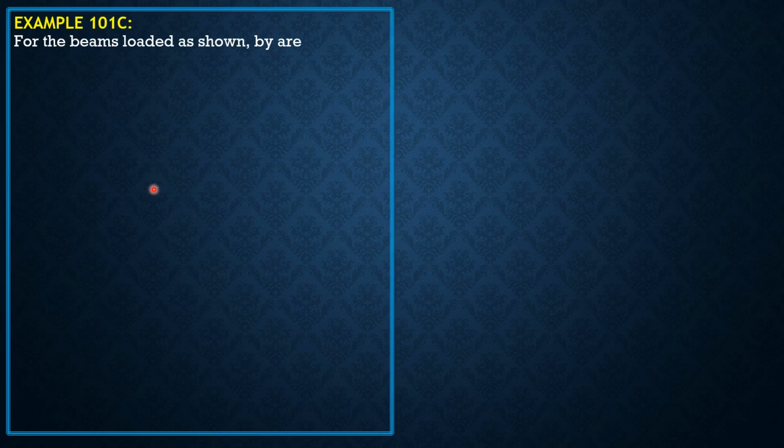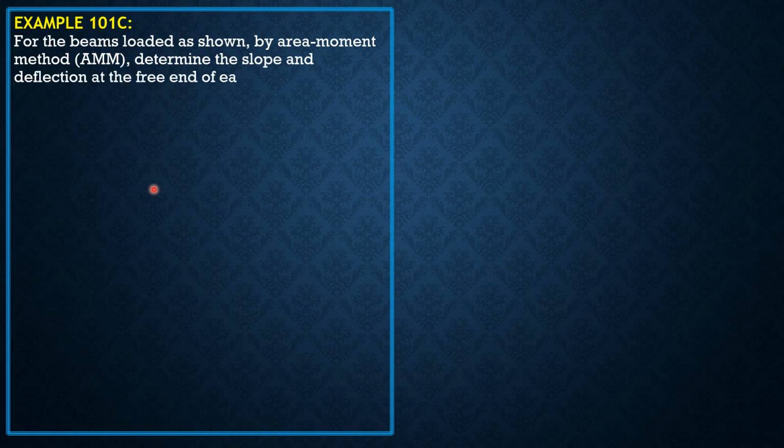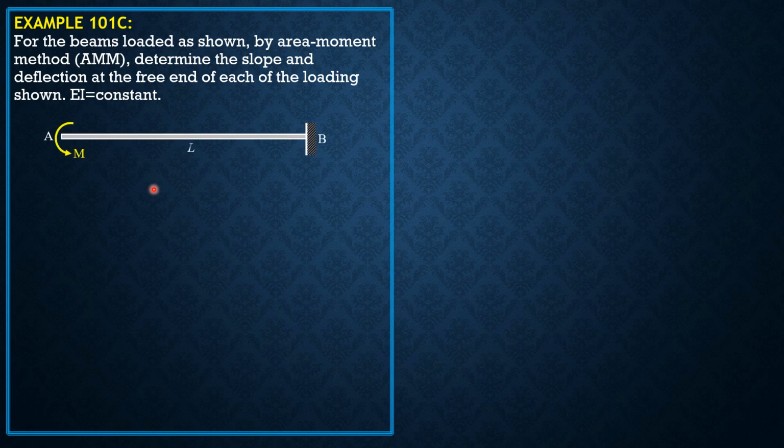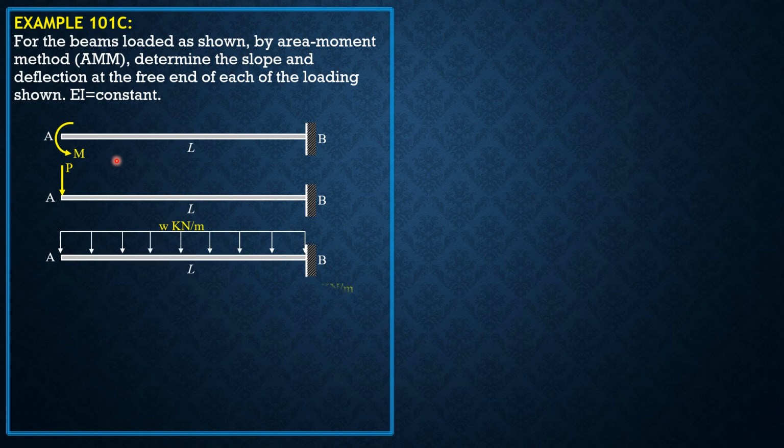For the beams loaded as shown, by the area moment method, determine the slope and deflection at the free end of each of the loadings shown. EI is constant. Take note that we solved this in example 100C by the double integration method. This time, let's solve this problem by the area moment method.